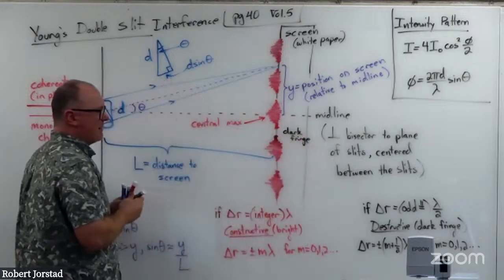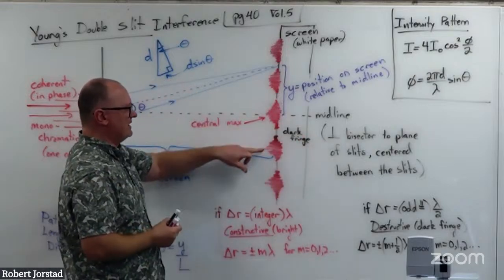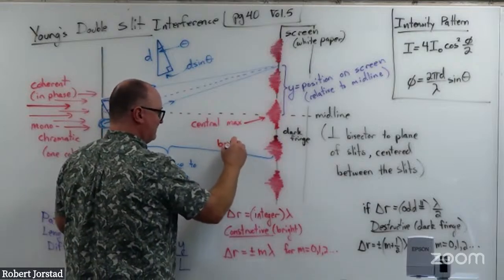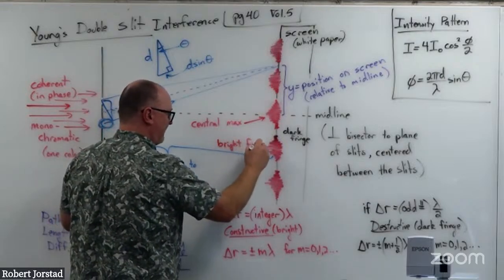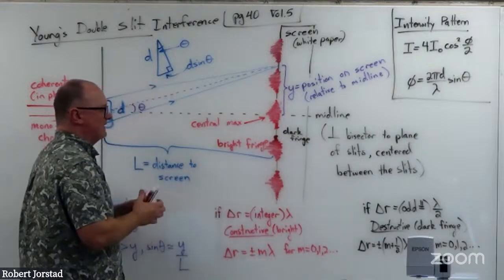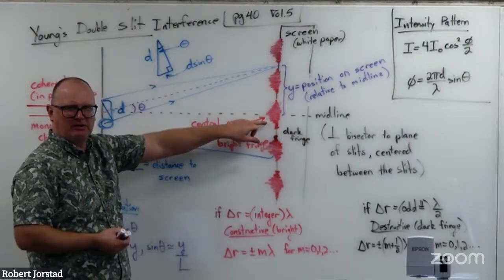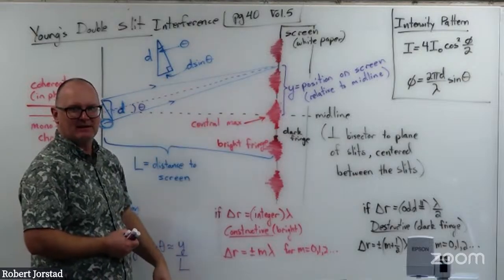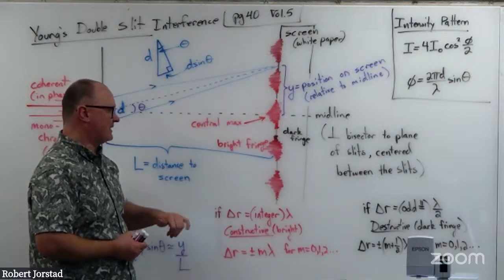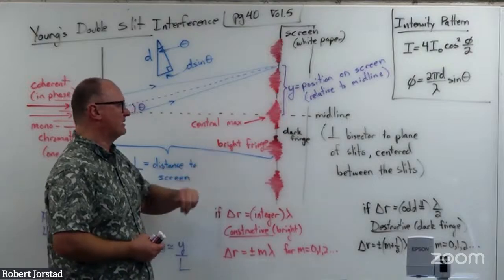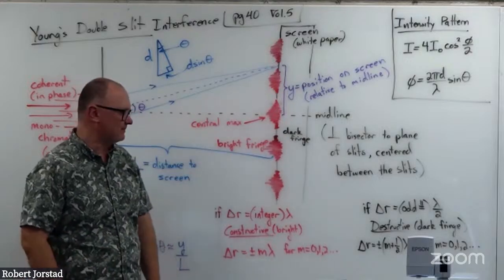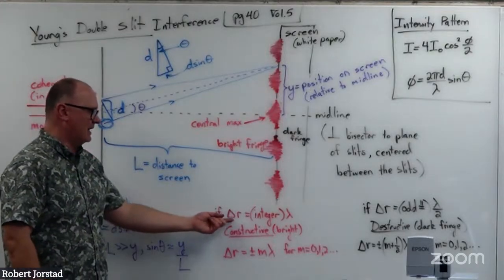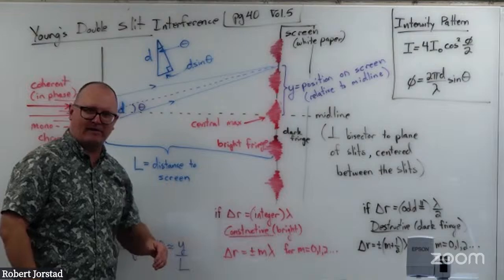So the dark spots are called dark fringes, and then notice you get a bright spot. This is called a bright fringe. The weird thing about it is the central max is not called a fringe. So the fringe is anything outside the central max. So you're going to have fringes, and the fringes can either be bright or dark, and then you've also got the central max.